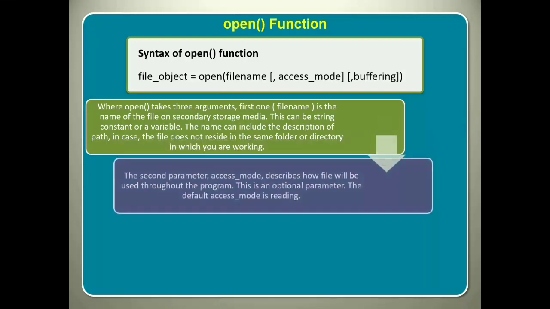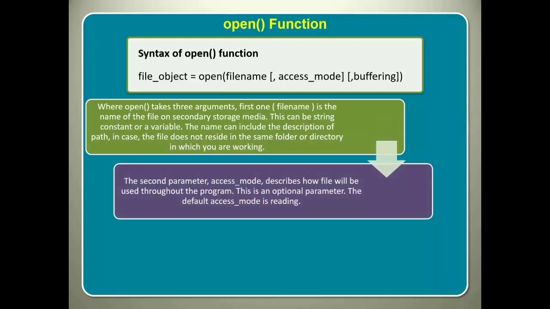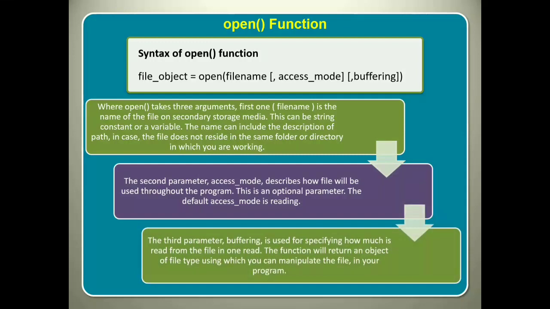The second parameter, access_mode, describes how the file will be used throughout the program. This is an optional parameter. The default access_mode is reading. The third parameter, buffering, is used for specifying how much is read from the file in one read. The function will return an object of file type using which you can manipulate the file in your program.